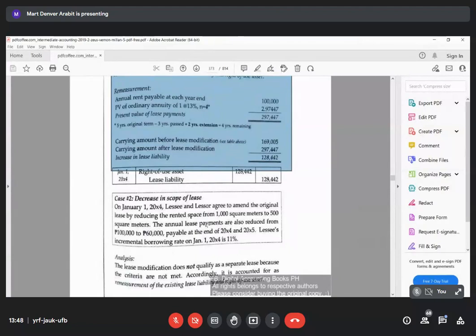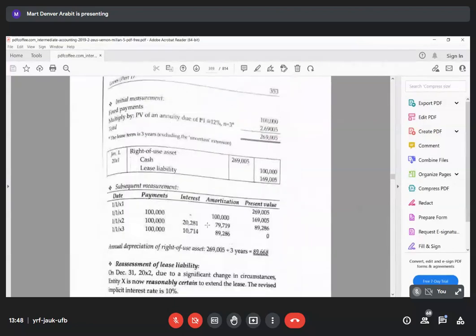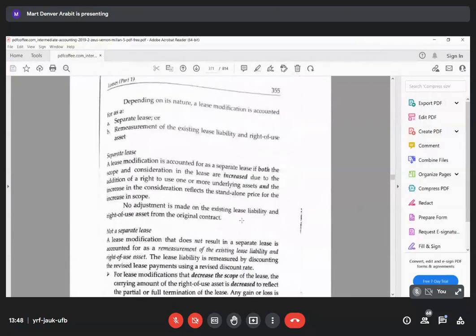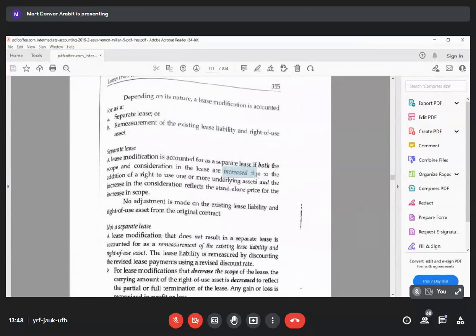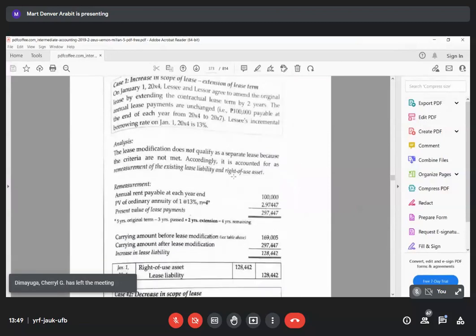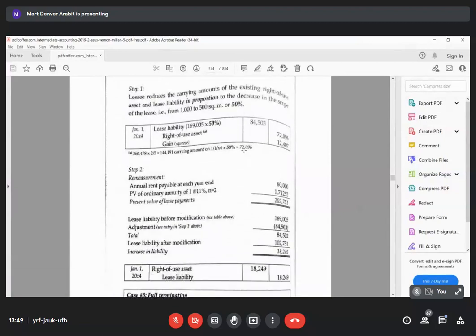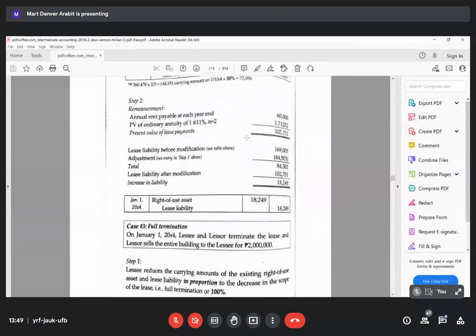So accordingly, it is accounted for as a remeasurement of the existing lease liability and right of use asset. So always remember, for it to be considered a separate lease, there should be an increase on both the underlying asset and the consideration. Okay, so any questions? Okay, if none, let's continue.